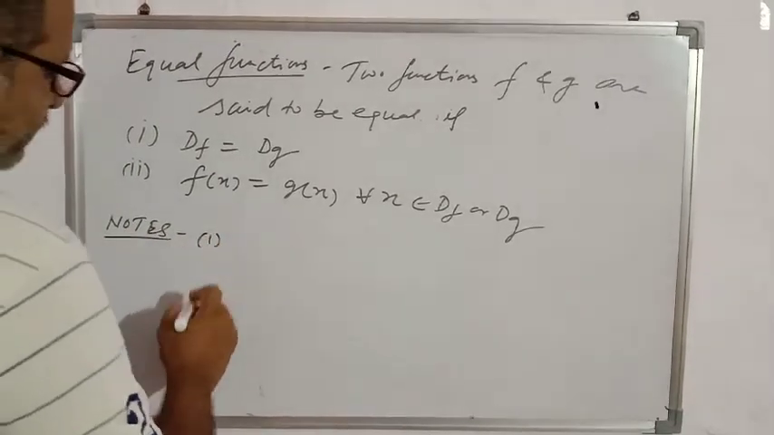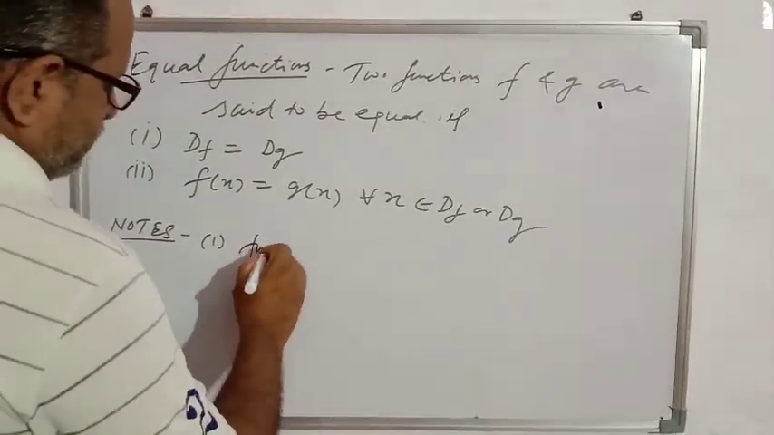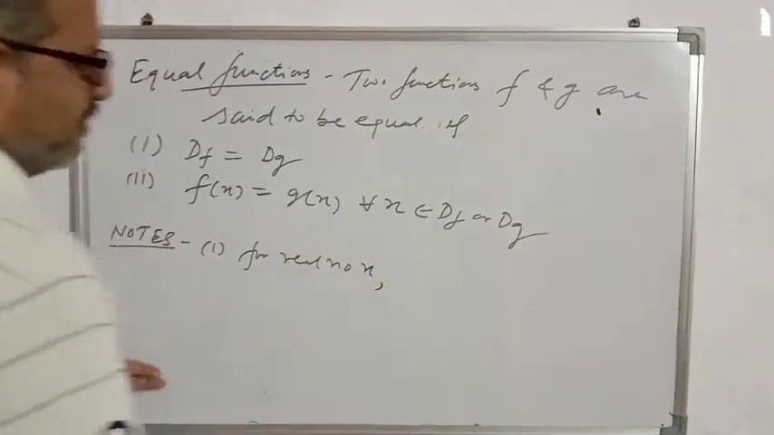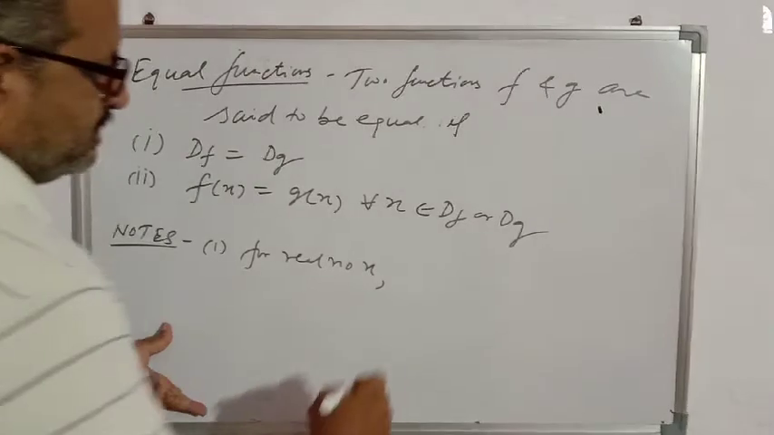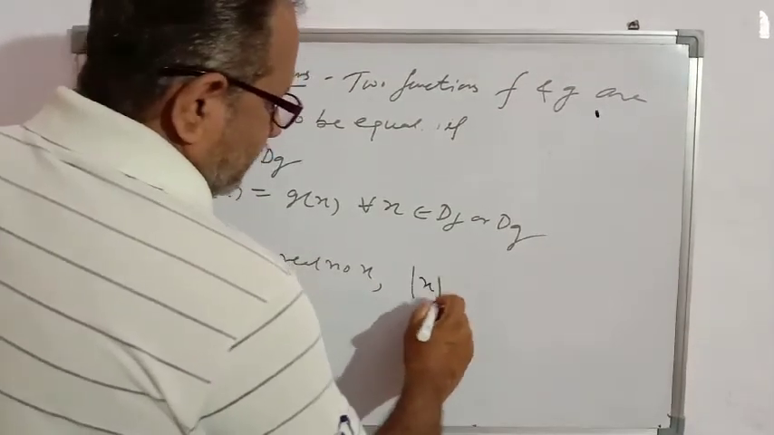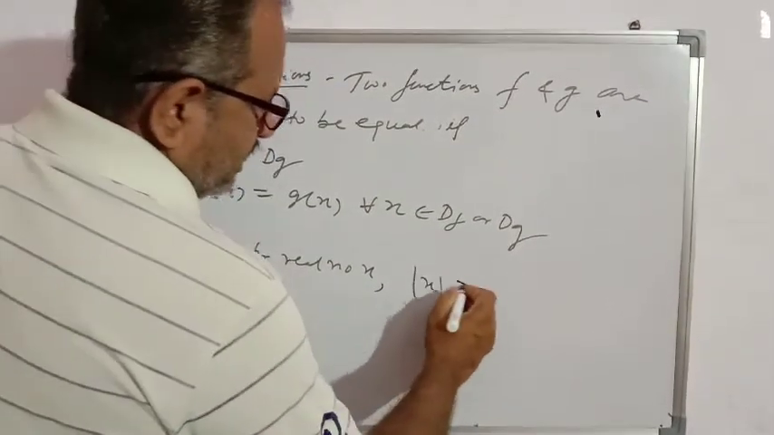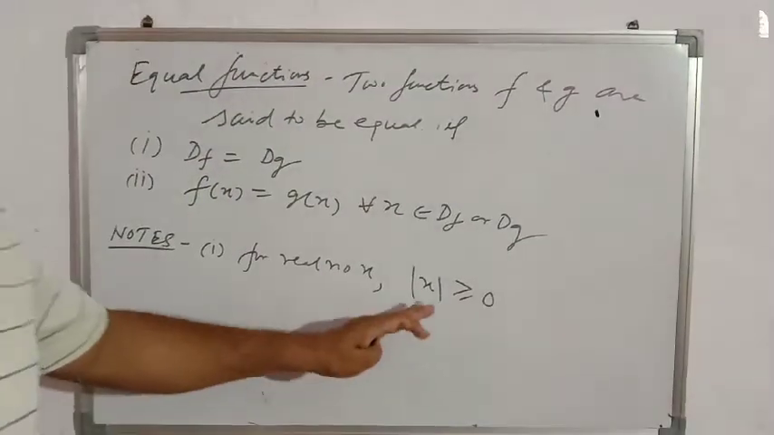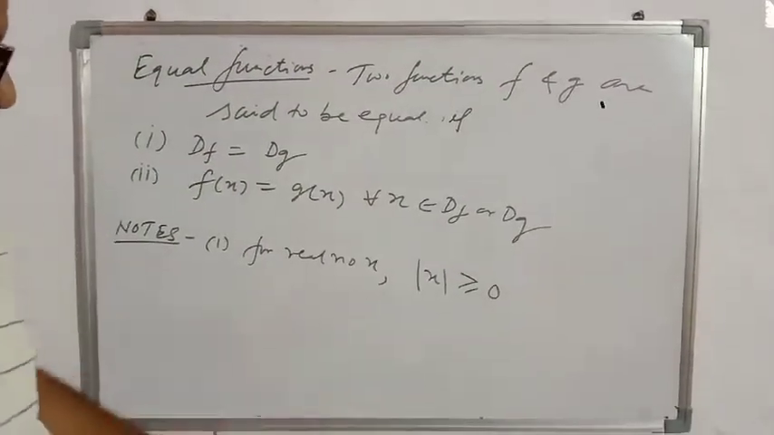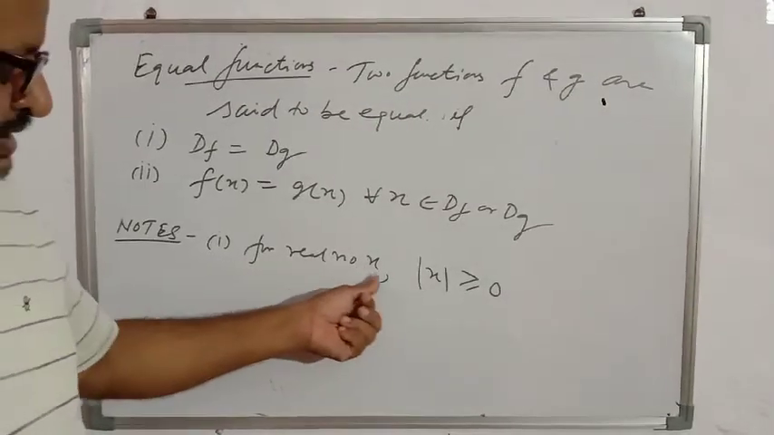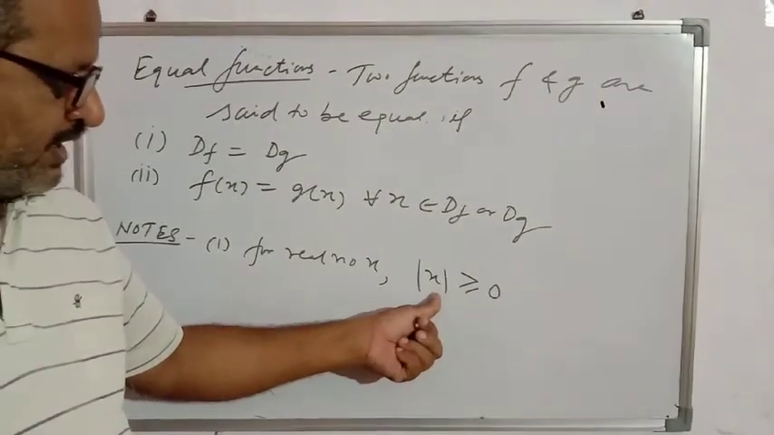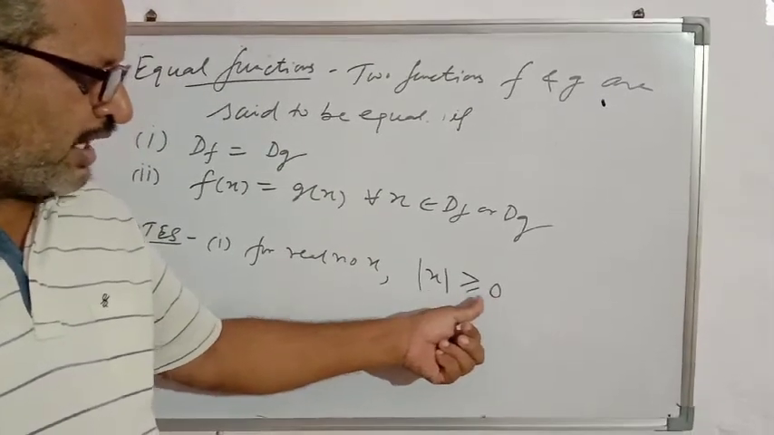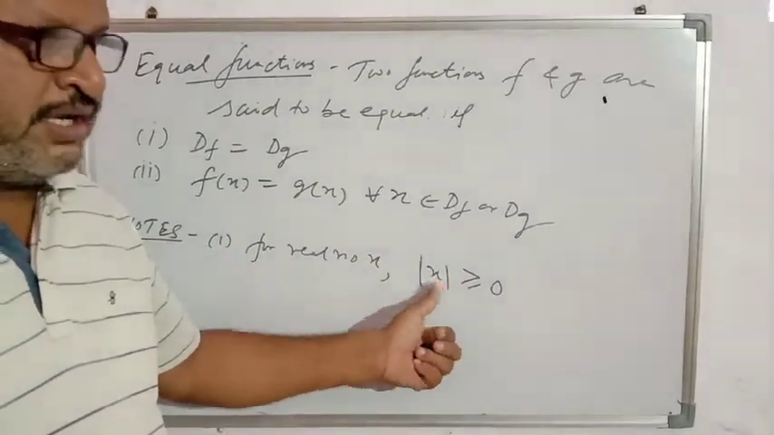First one, for real number x, mod of x means absolute value of x, it is always greater or equal to 0, means always positive or 0. For real number x, absolute value of x, mod of x is greater or equal to 0, either 0 or positive, cannot be negative.